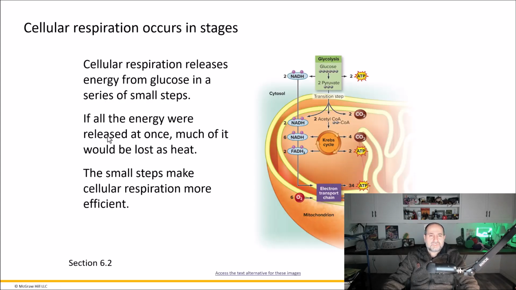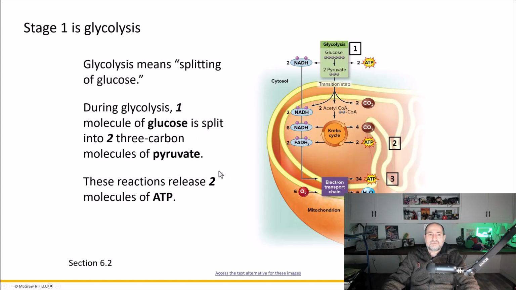Remember, you should know the stages of cellular respiration, and you should know them in order. So you should know that glycolysis is the first stage, followed by the transition step, followed by the Krebs cycle, and lastly, the electron transport chain. You should know the ins and outs of each of these steps, right?